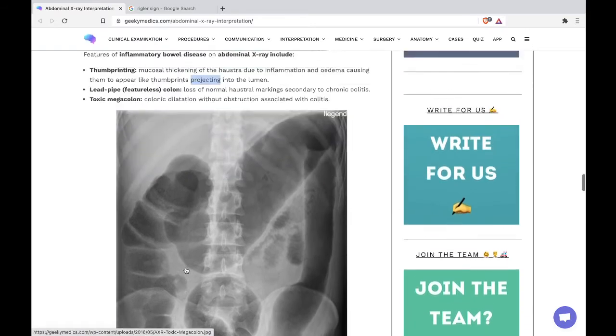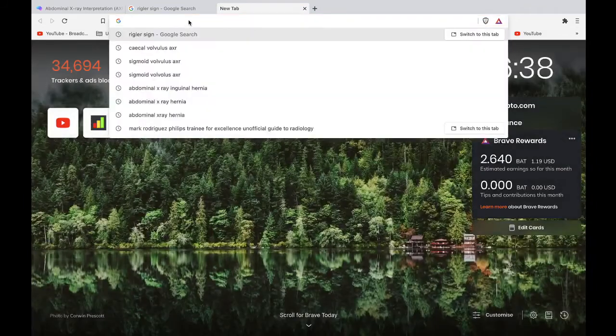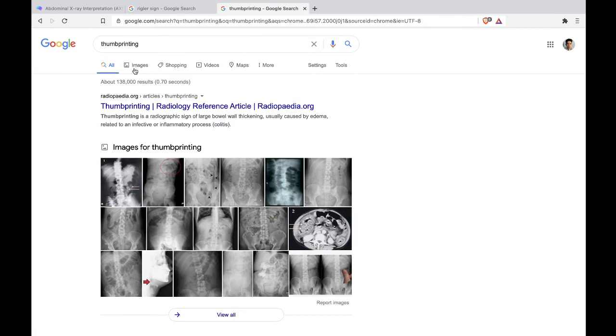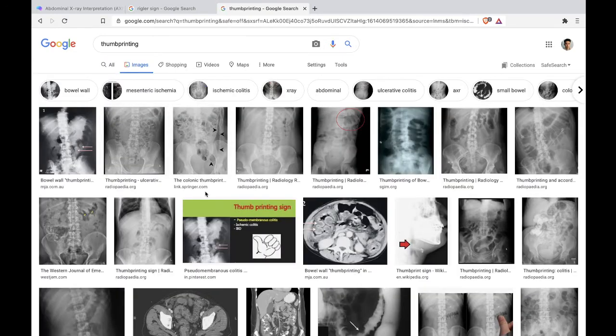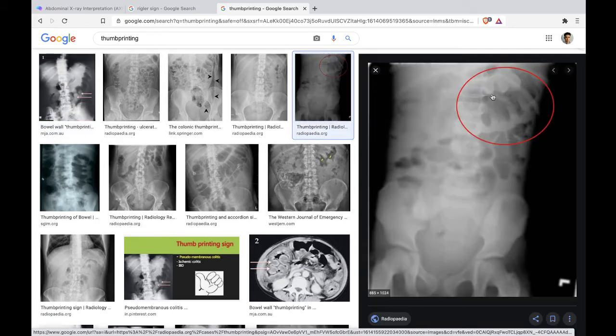Toxic megacolon. Okay, this is not it. I'll look for images because it's quite nice to see. Yeah. See here, it's very obvious. This is your valvulae conniventes, and this is not your valvulae. This is your haustra. The haustra thicken to the extent that they look like thumbprints. Yeah, your haustra look like thumbprints. Okay.